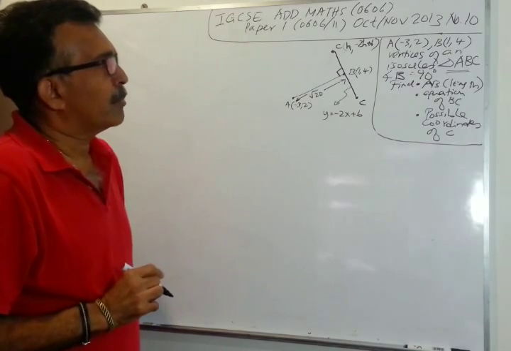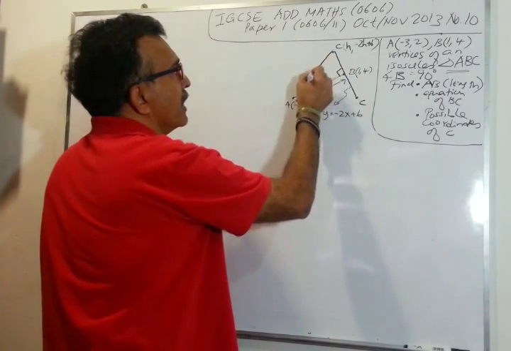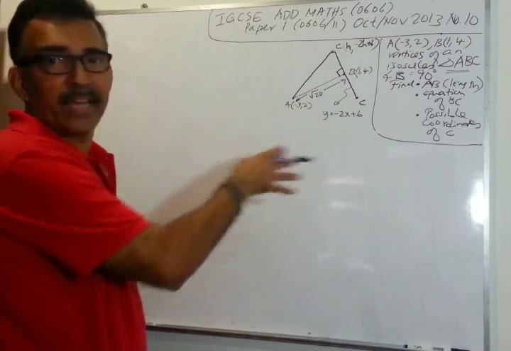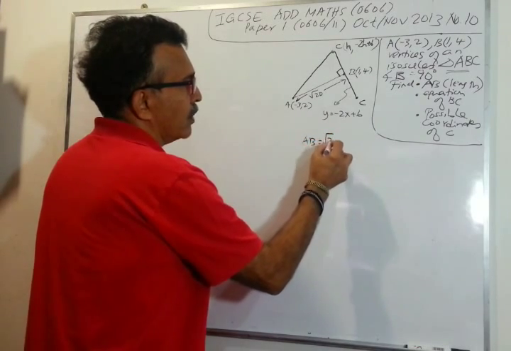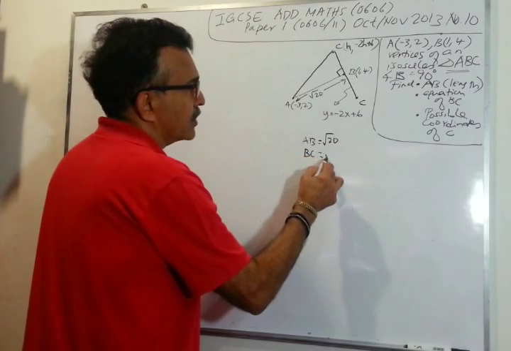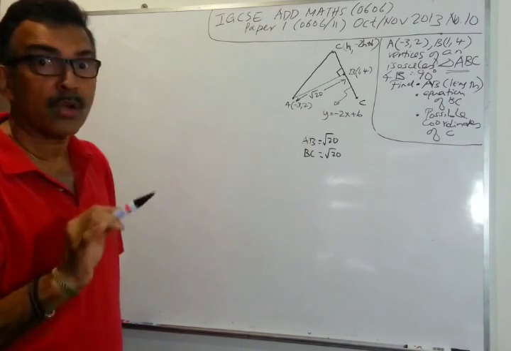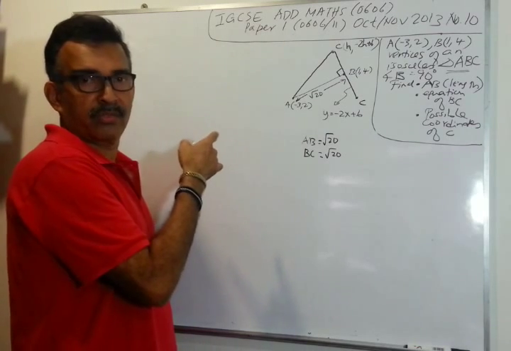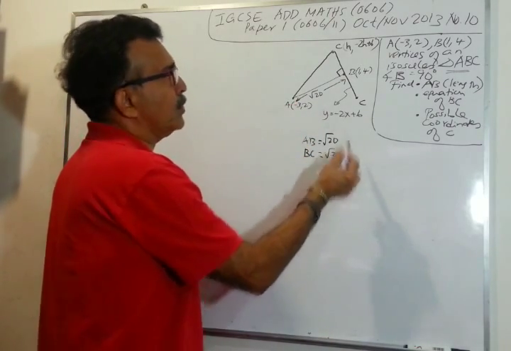The other thing is the part about being isosceles. So let's attempt to draw one of it. Again, let me remind you, this is not to scale. I'm just giving you an idea of what's going on. Now we know AB equals square root of 20. Now we can write BC equals square root of 20 because it's an isosceles triangle. What you cannot do is say that AC is square root of 20, because that's the hypotenuse. So BC you can write as equal to square root 20.